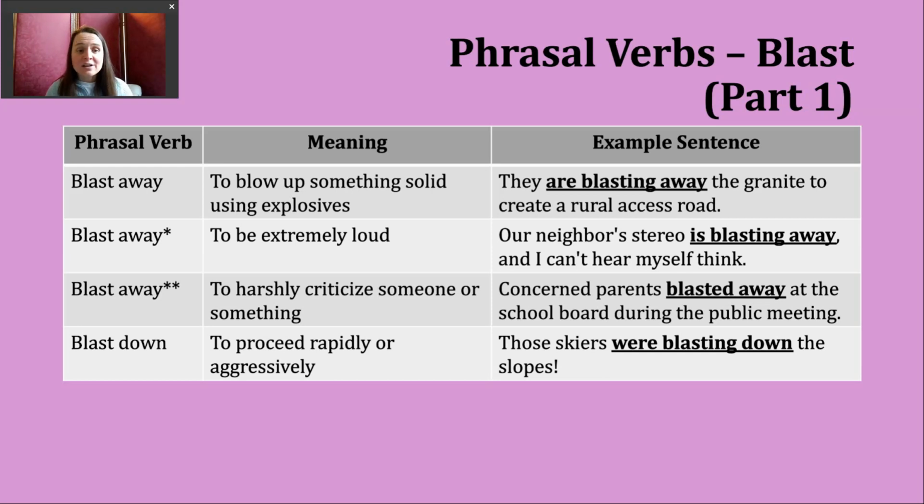Okay, so here we're talking about people, gosh, traveling 60, 70, 80, 90 miles an hour down hills on skis, which just blows my mind. I can't imagine doing that. Were blasting down is an example of the past progressive. So I'm just talking about an action that was in progress.